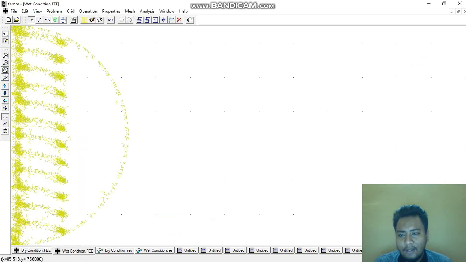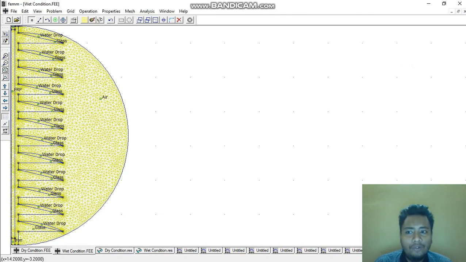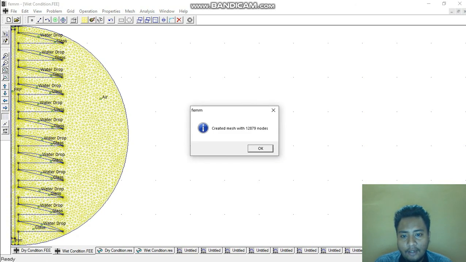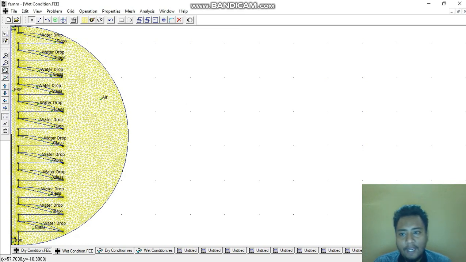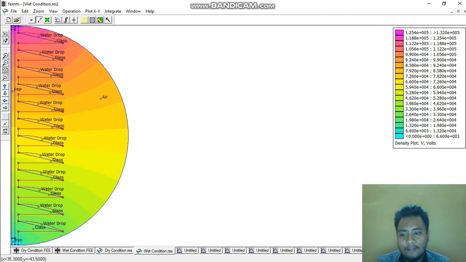Wet condition means that we must put a resistance, such as a water droplet, on this insulator, and then it's the same way as for the dry condition. For the wet condition, if you want to look at the result, we must click the mesh button, and then the mesh result will come out. And then if we want to look at the graph, we must click the spec symbol, and if we click it, it can be like in this picture.